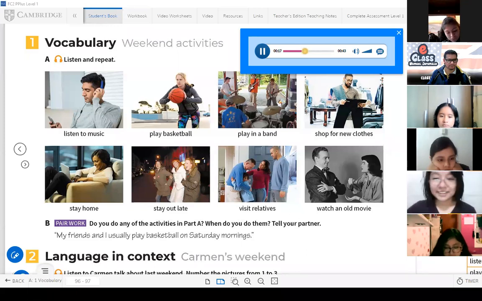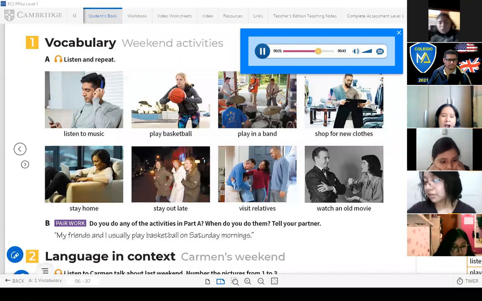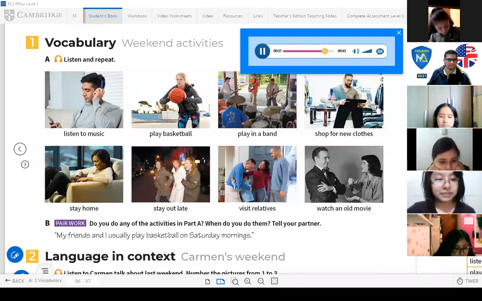Listen to music. Play basketball. Play in a band. Shop for new clothes. Stay home. Stay out late. Visit relatives. Watch an old movie.